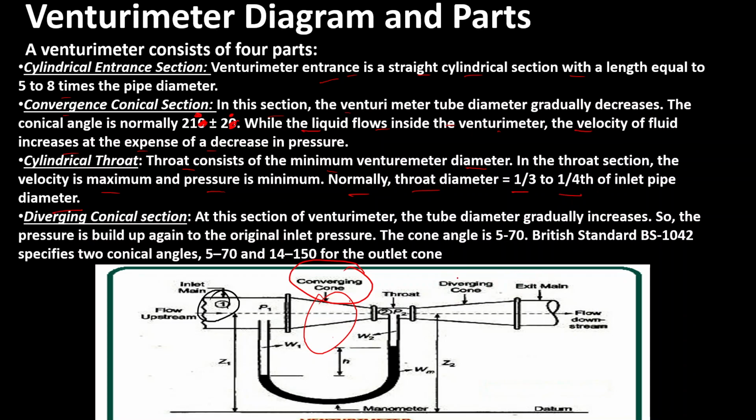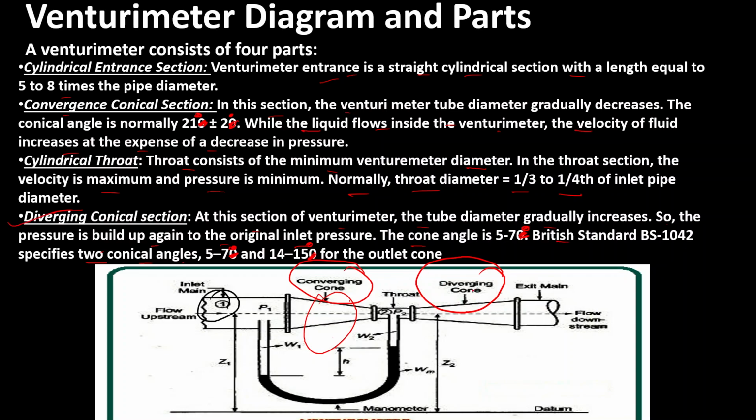After that, I will tell you about the diverging cone, where the exit main is given. In this section, the tube diameter gradually increases, so the pressure is built up again to the original inlet pressure. The cone angle is 5 to 7 degrees. British Standard BS 1042 specifies two conical angles, 5 to 7 degrees and 14 to 15 degrees for the outlet cone. This is known as the diverging conical section.